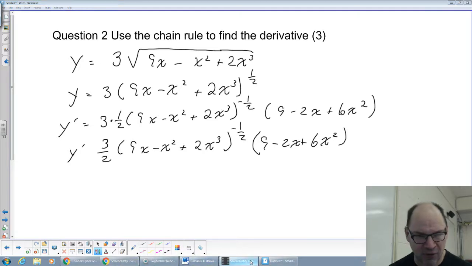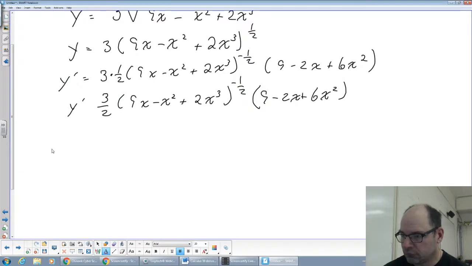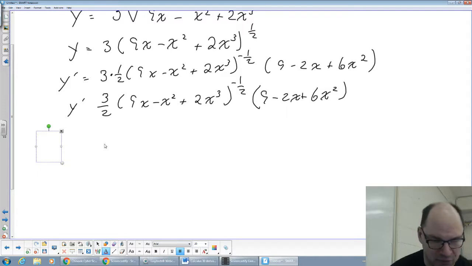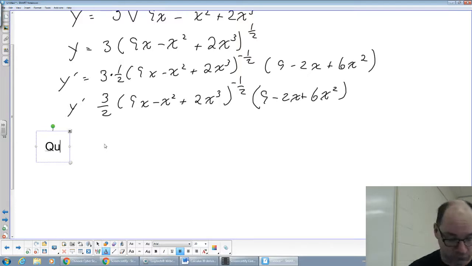See where we are in time here. 13 minutes, good. Lots of time. Question number 3 is a combination rule, using a combination of the chain rule with a product or quotient rule. And this is 4 points.